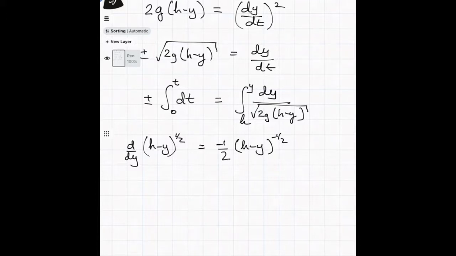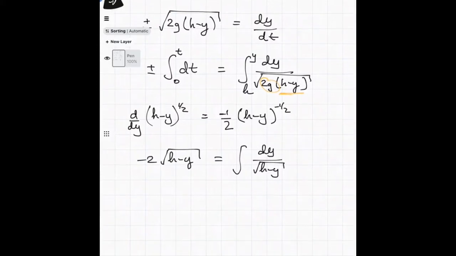And so just rearranging this and integrating, that basically says that minus 2 times the square root of (h minus y) is equal to the integral of 1 over root (h minus y). And that's what we have here. We're just multiplying by this factor. It's just a constant which we can take outside the integral.